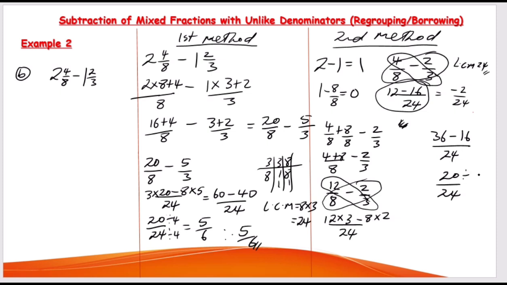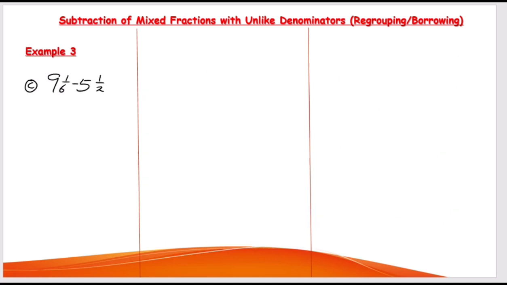Now we can reduce this fraction here by dividing both numerator and denominator by 4. 4 in 20 is 5 and 4 in 24 is 6. So we are still having the same answer as the first method. So choose any method of your choice. Now let's solve more questions. We still have 2 more examples to solve.